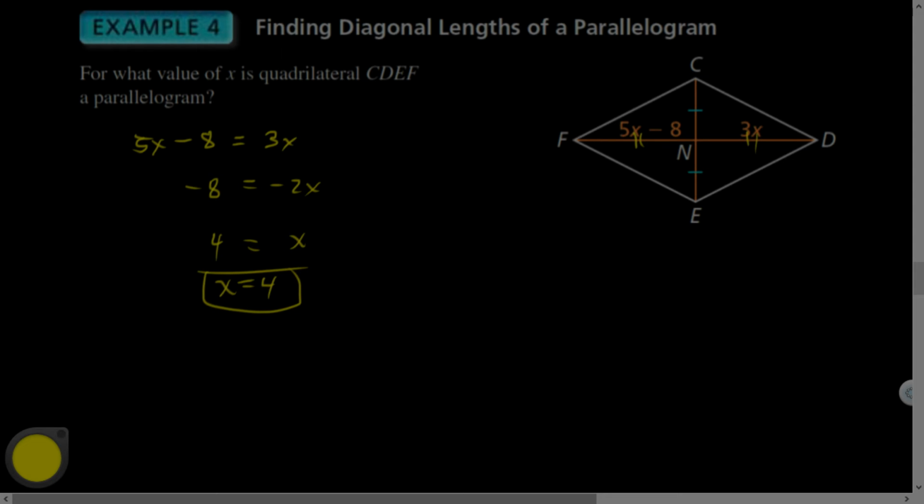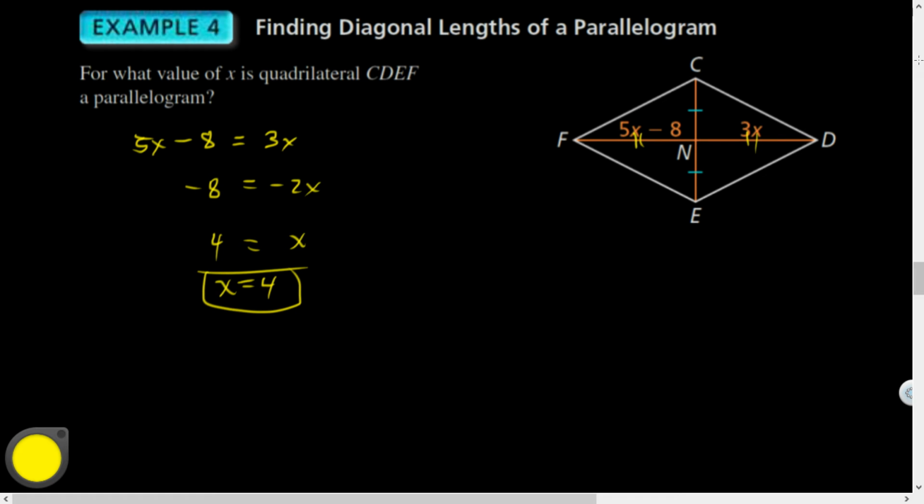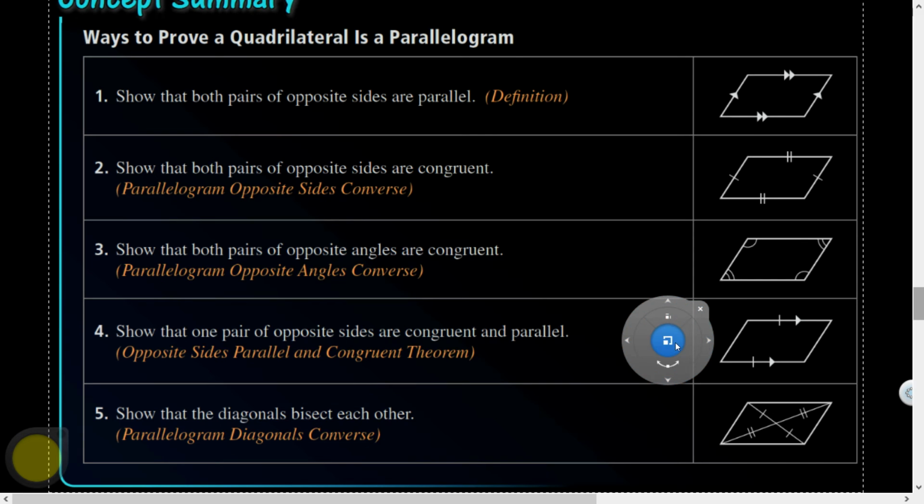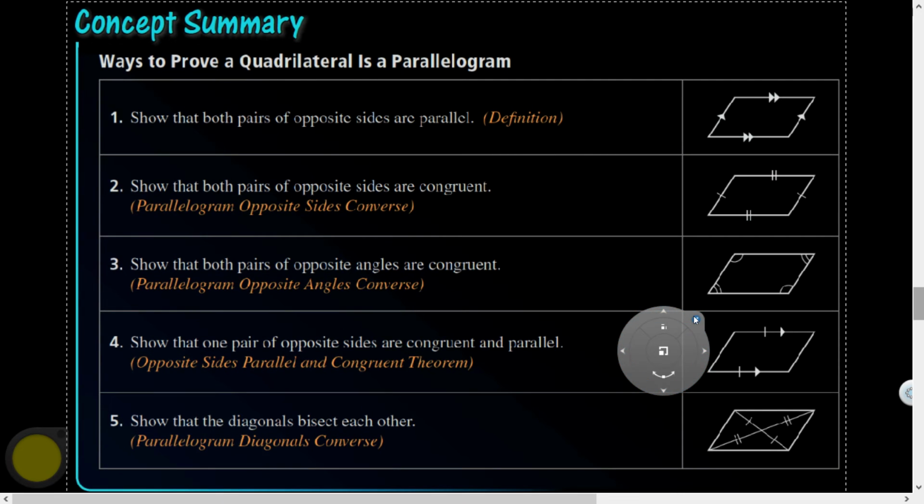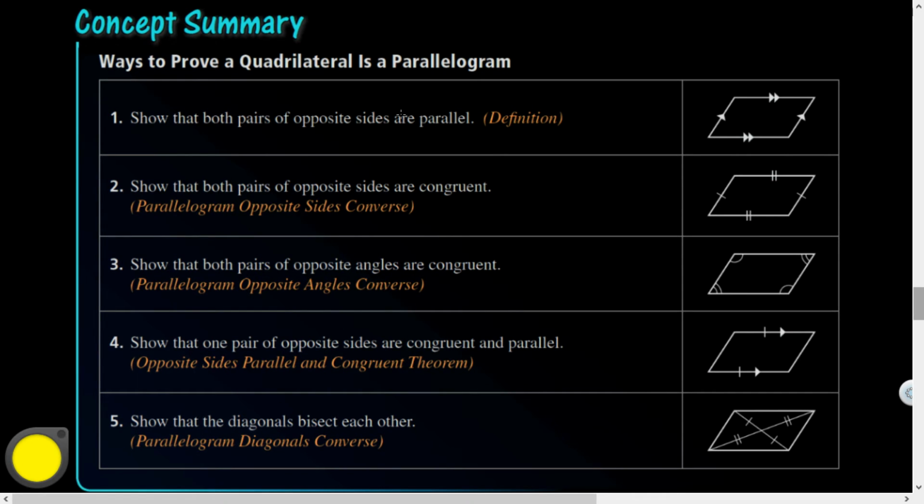Bam, not bad. Now, it turns out you can also prove on a coordinate plane when a quadrilateral is a parallelogram. And check this out. Here's a summary of all of these things. I can prove a quadrilateral is a parallelogram by definition, by the opposite sides converse, opposite angles converse, opposite sides parallel and congruent theorem, and the diagonals converse. Now, if I gave you the coordinates of 4 points on a coordinate plane, how could I use them to show that the opposite sides are parallel?